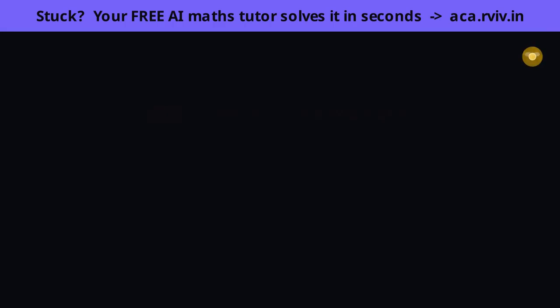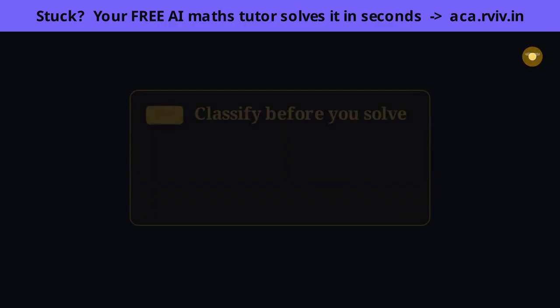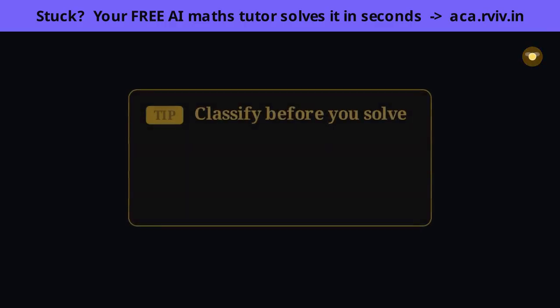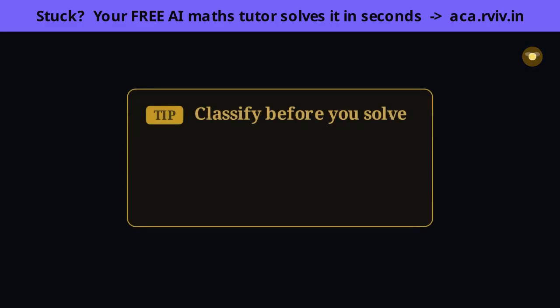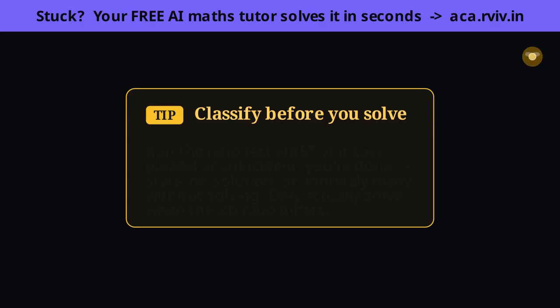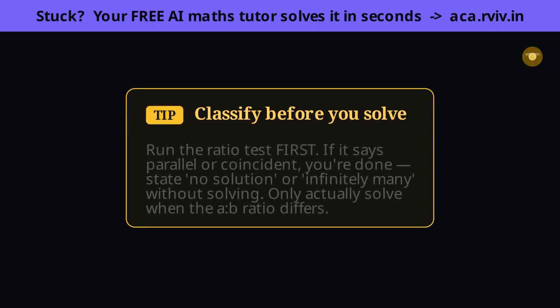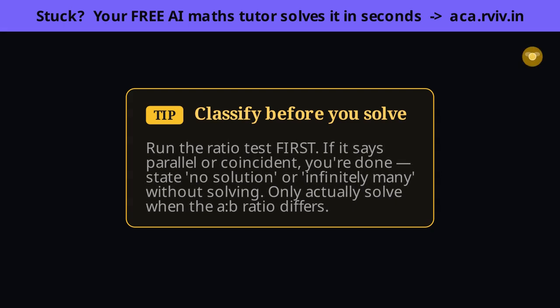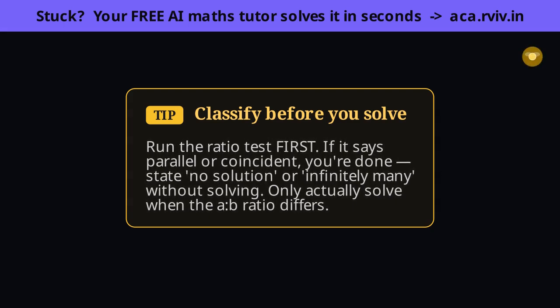A huge time saver, and here's the reasoning. Solving only makes sense when there's a single point to find, which is the intersecting case. So before you touch substitution or elimination, run the ratio test. If it tells you the lines are parallel or coincident, there's no unique point to hunt for, you can write down no solution or infinitely many straight away and move on. Only roll up your sleeves and solve when the A and B ratios genuinely differ. It costs 10 seconds and can save you minutes of pointless algebra chasing a point that isn't there.